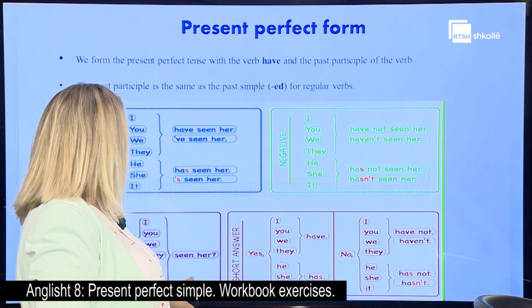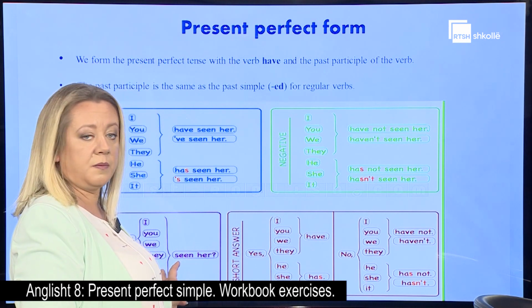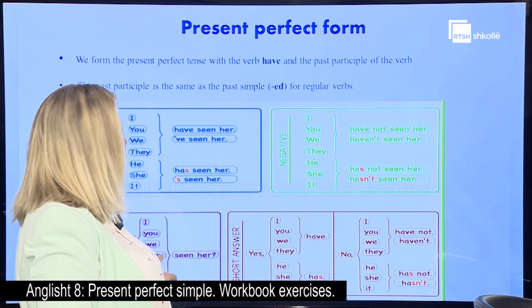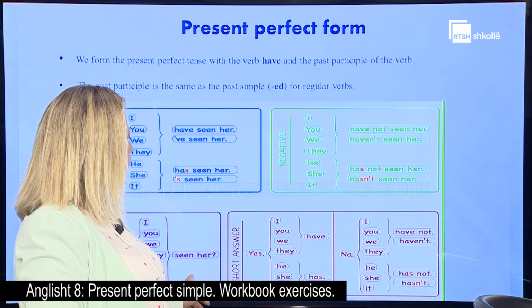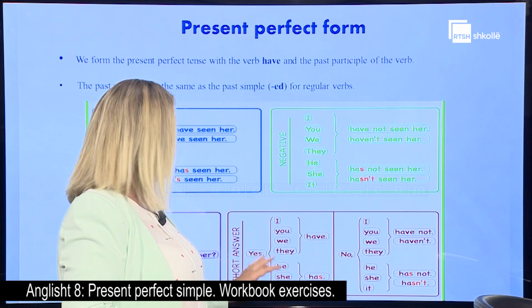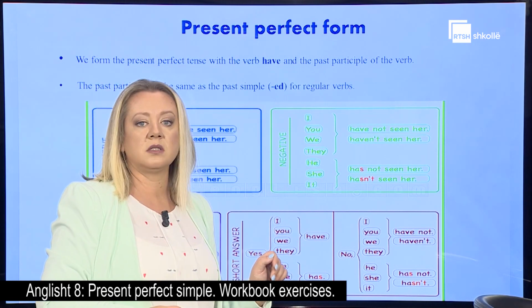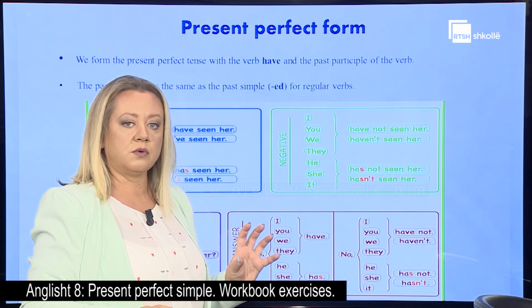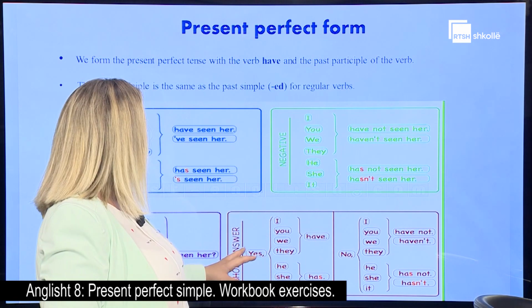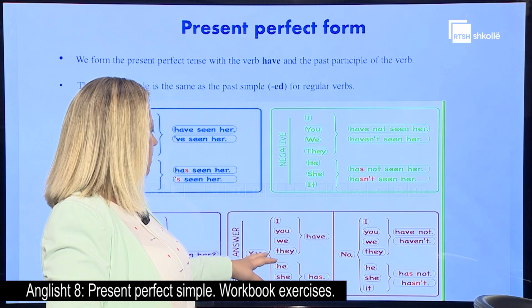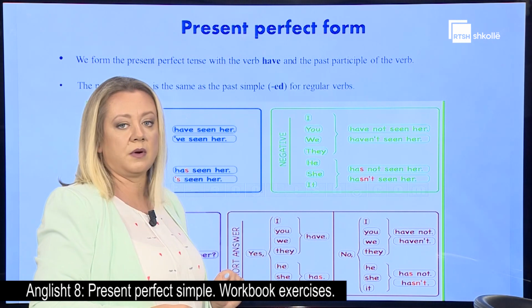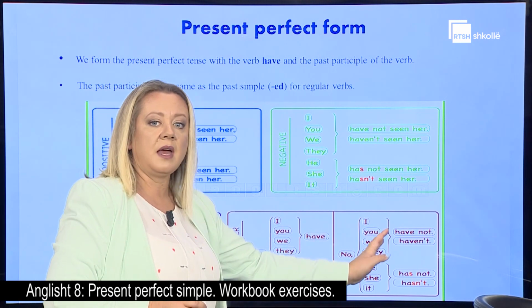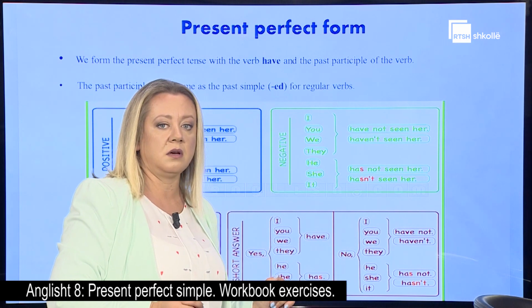While in the question, we put the auxiliary at the beginning, followed by the subject, then the past participle of the verb. In the short answers, positive or negative ones, we do not use the whole question or the whole answer, but just the answering word, the subject, and the auxiliary, have in the positive and have not or has not in the negative.